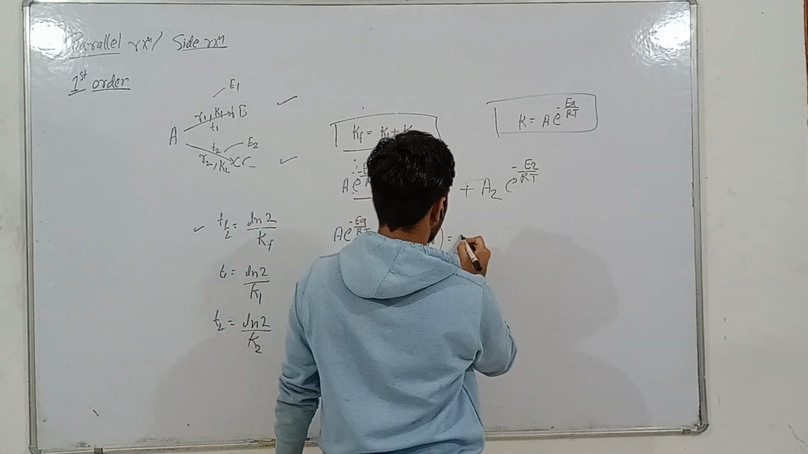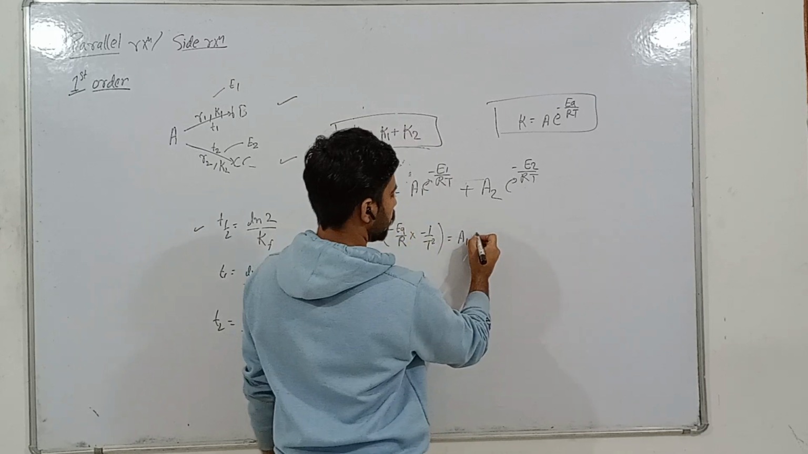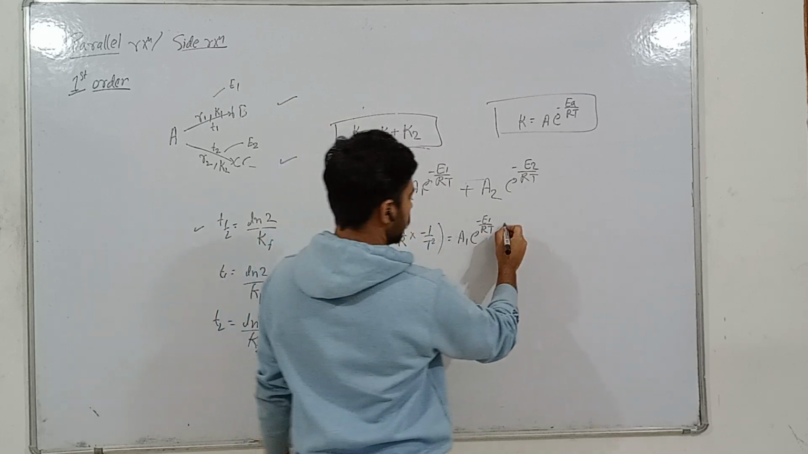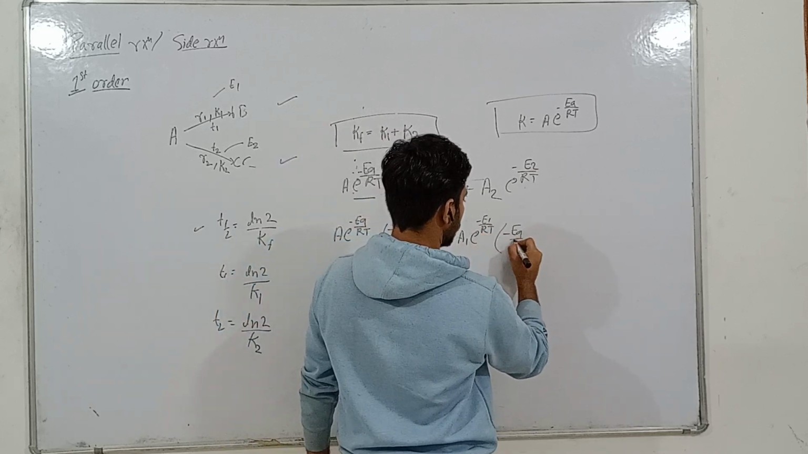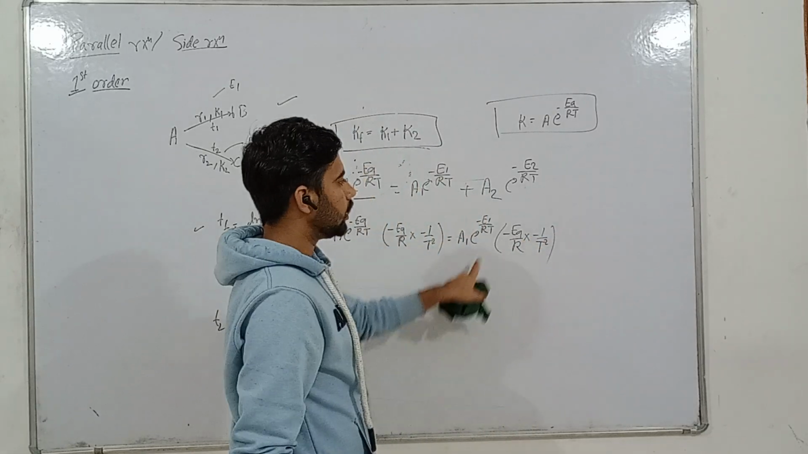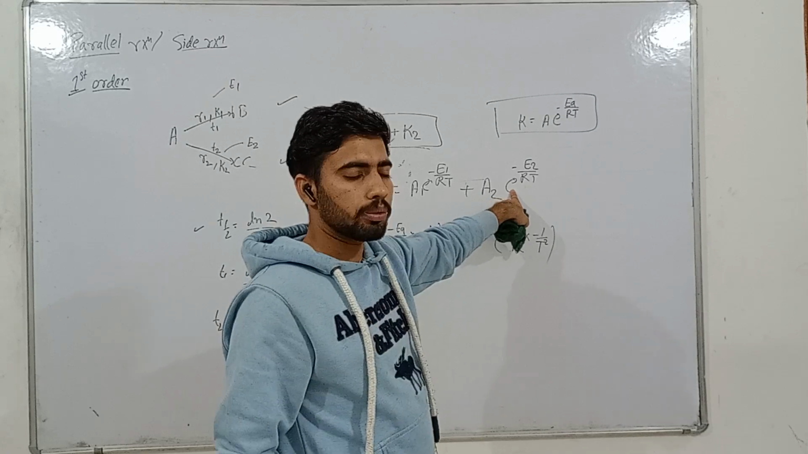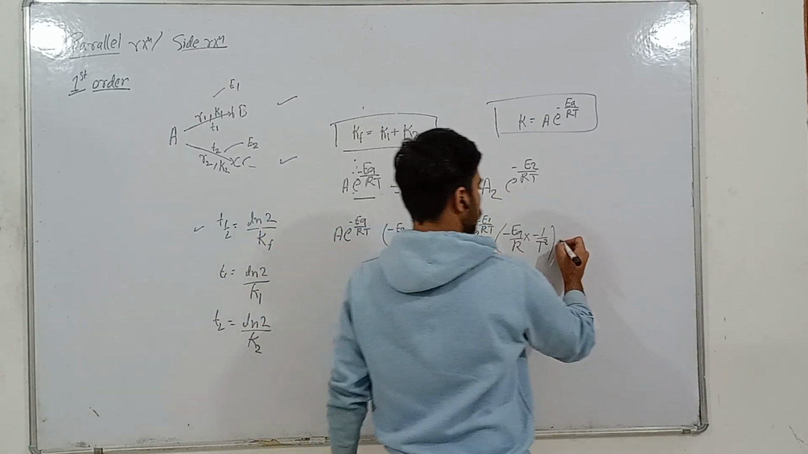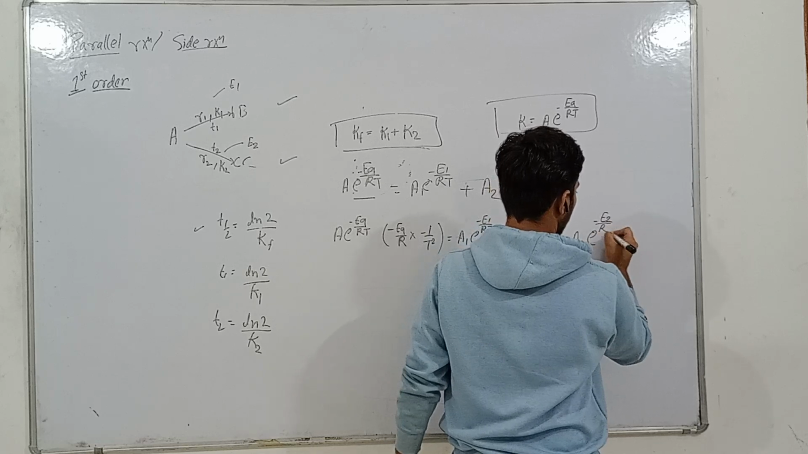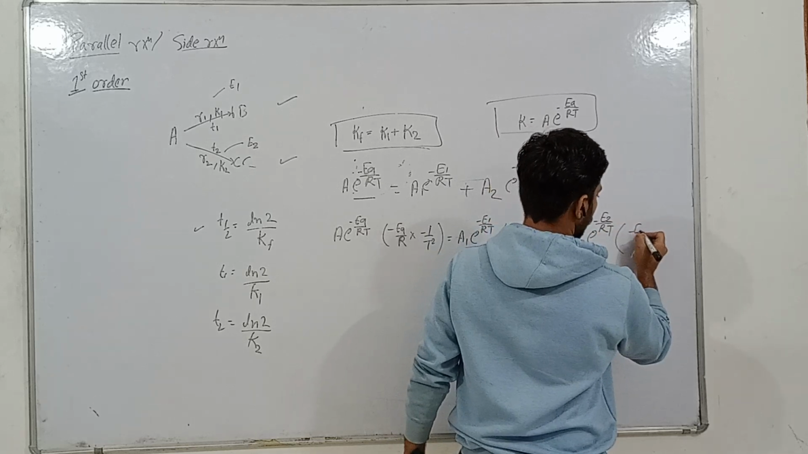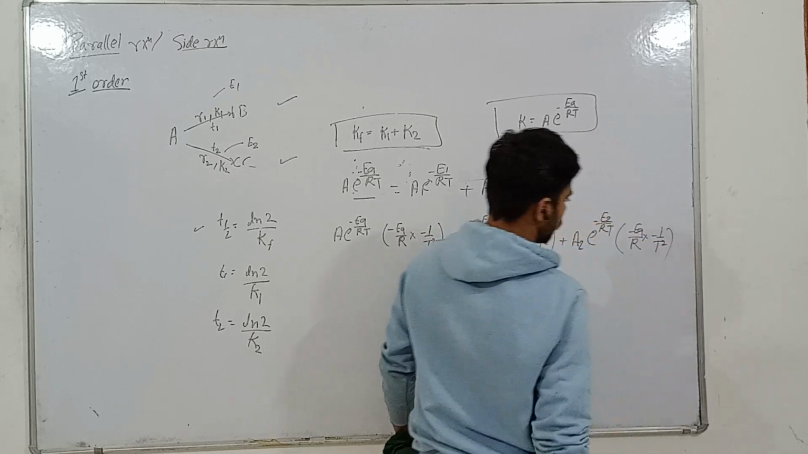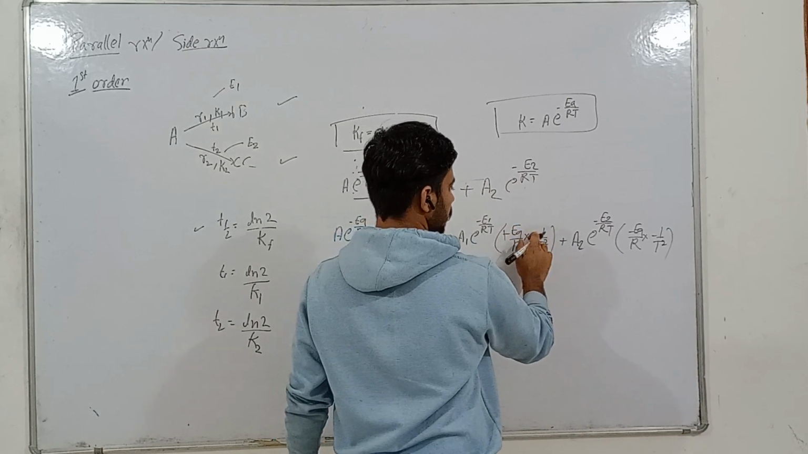Similarly, this will be A1 into e to the power minus E1 divided by RT, times minus E1 divided by R into minus 1 upon T square. Similarly, differentiation of the other term with respect to temperature will be A2 into e to the power minus E2 divided by RT, times minus E2 divided by R into minus 1 upon T square. That is minus minus plus.